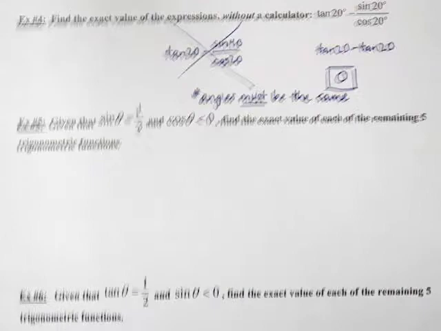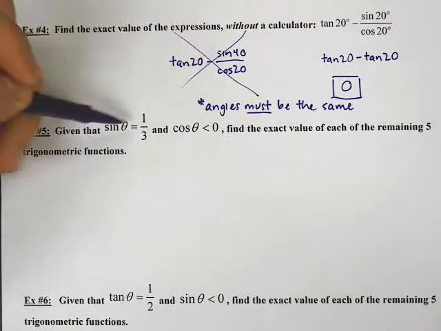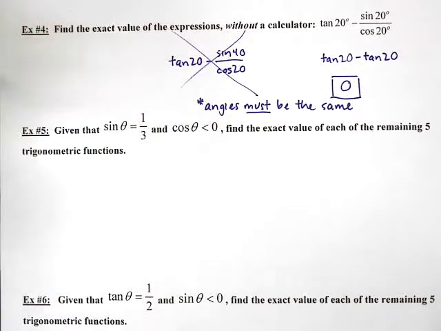All right, let's keep going. Okay, we know that sine is positive and cosine is negative. All right, so let's draw this picture.